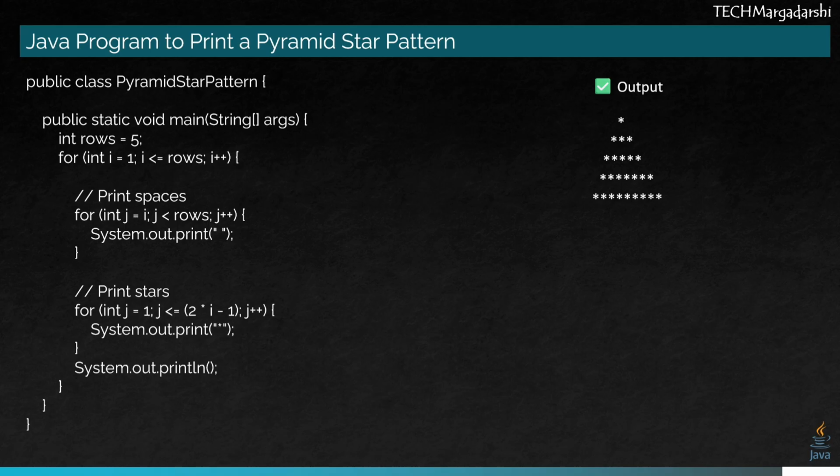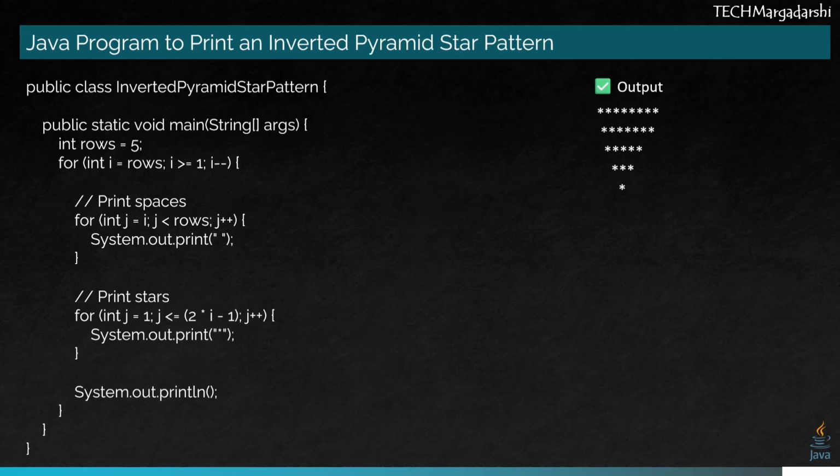The second inner loop prints the stars where the number of stars follows the pattern 1, 3, 5, 7, and 9. The formula 2 times I minus 1 is used to calculate the number of stars required for each row. This program is a good example of nested loops, spacing, and mathematical logic, and it helps build a strong foundation for more complex Java patterns.